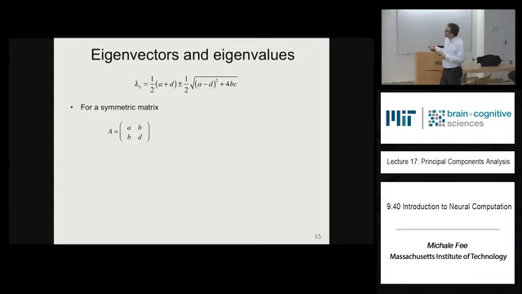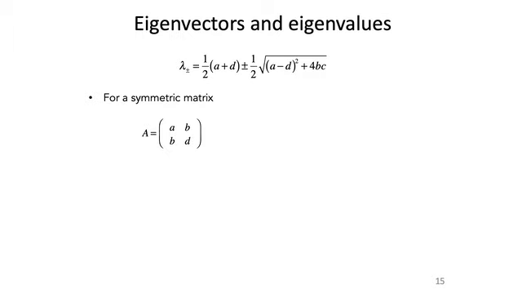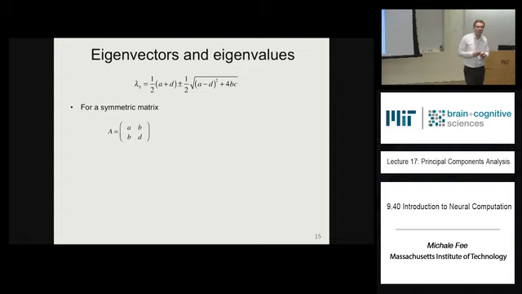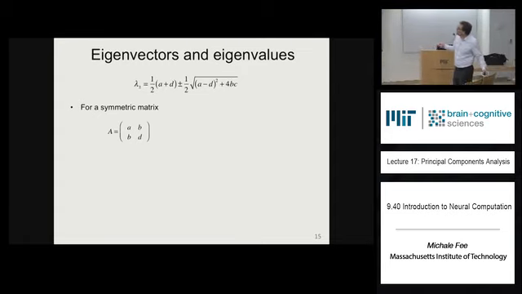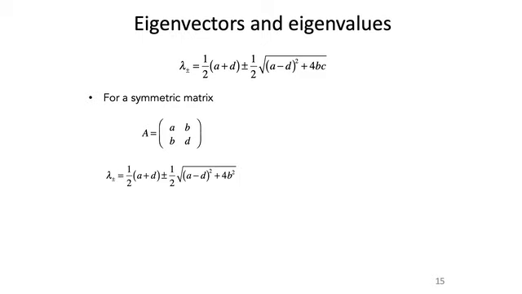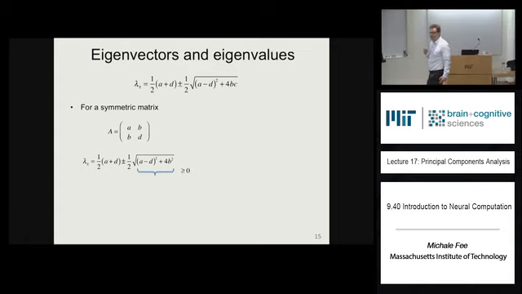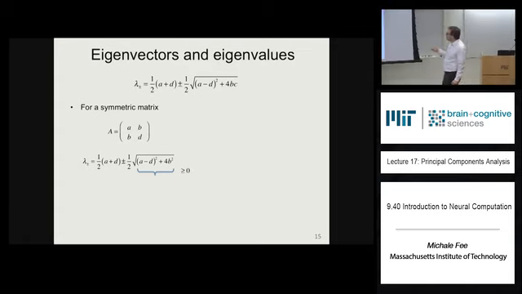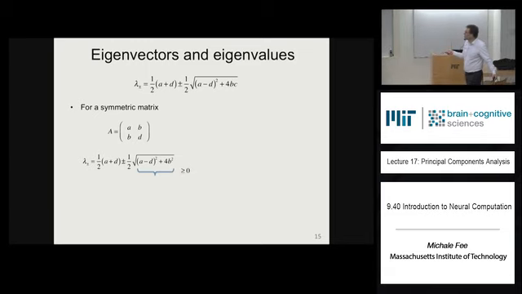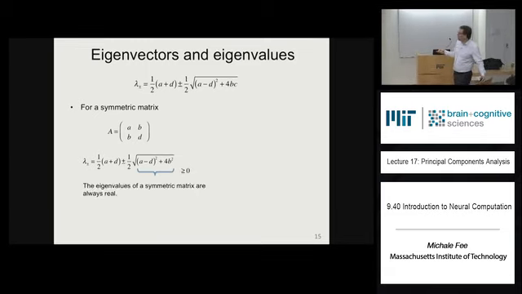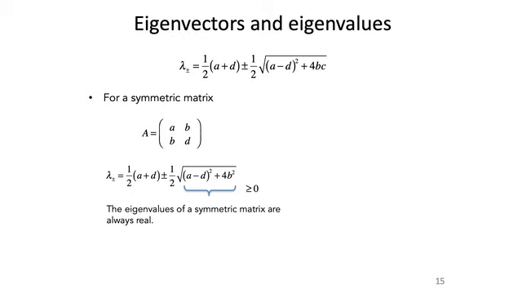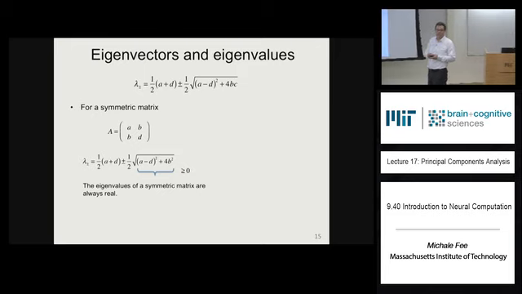All right, so let's find the eigenvalues for a symmetric matrix, A, D on the diagonals, and B on the off diagonals. Let's plug these into this equation. The 4bc becomes 4b squared. And you can see that this thing has to be greater than 0, because a minus d squared has to be positive, and b squared has to be positive. And so what we find is that the eigenvalues of a symmetric matrix are always real.